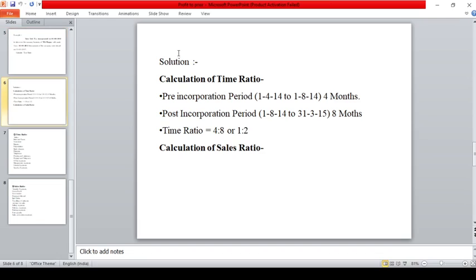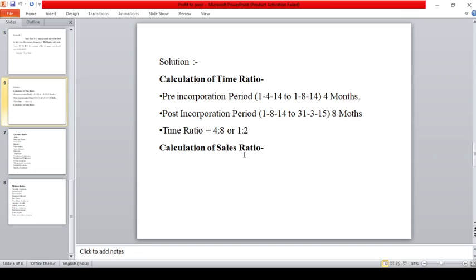Next slide, solution: calculation of time ratio. What is the pre-incorporation period? Pre-incorporation period is 1st April 2014 up to 31st July 2014, which will be 4 months. So these 4 months are nothing but the pre-incorporation period. And what about the post-incorporation? From 1st August 2014 to 31/3/2015, it will be 8 months. So the time ratio will be 4:8. Just see here, the time ratio is 4:8. Take the common factor as 4. So 4 ones are 4 and 4 twos are 8. It is the shortcut. 1:2 is the time ratio.